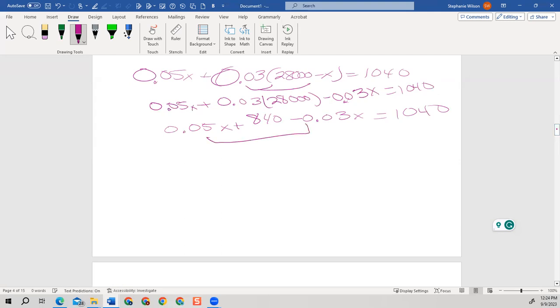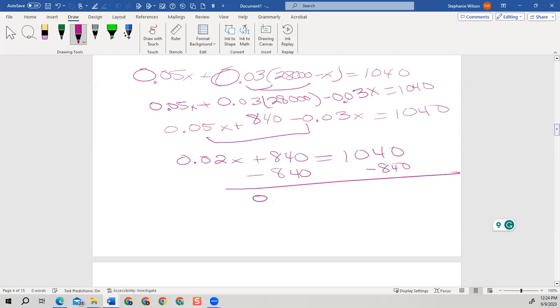So these two are on the same side of the equal sign. I'm just going to say 0.05 minus that 0.03, which gives me what? 0.02 x plus the 840 is equal to 1040. Let's subtract the 840 from both sides because I want it on the other side. So I got 1040 minus the 840, which is 200, right? And now let's divide by the 0.02 on each side, because I want a positive one coefficient on X. And that gives me 10,000.